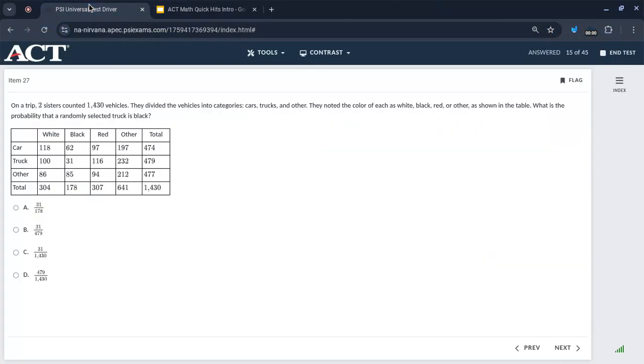All right, so today's question gives us what we call a two-way table. It tells us a little story about what's going on here. On a trip, two sisters counted 1,400 vehicles. They divided the vehicles into categories: cars, trucks, and others. They noted the color of each as white, black, red, or other, shown on the table.